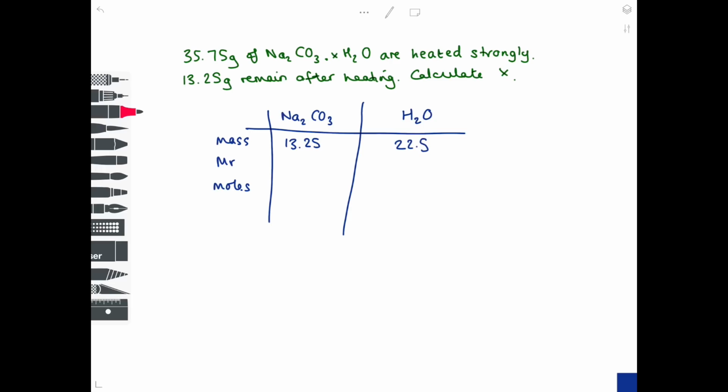For the MR, use the periodic table. Sodium is 23, times it by 2 because of that small 2, plus carbon's 12, plus 3 lots of oxygen, which is 16, to get an MR of 106. And I know off by heart that the MR of water is 18, and you can check that in the periodic table if you don't believe me. To work out the number of moles now, mass divided by MR, giving us 0.125.